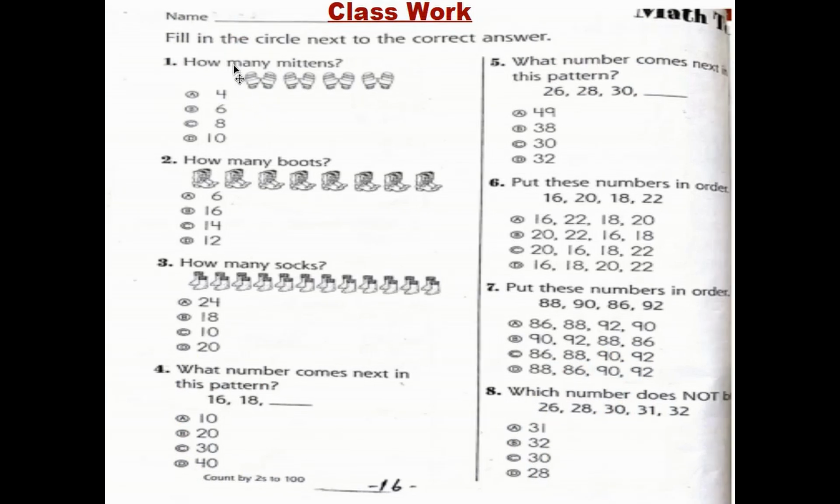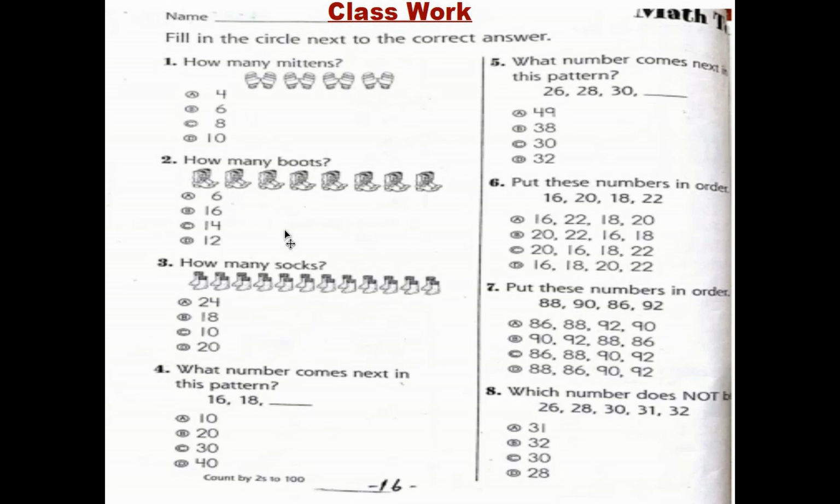The first one is how many mittens? How many mittens are given here? You count. This is a counting question. The first one, you have 2 pairs. You have 4 pairs here. 4 pairs means totally you have how many? 8. Based on this, try to do all.